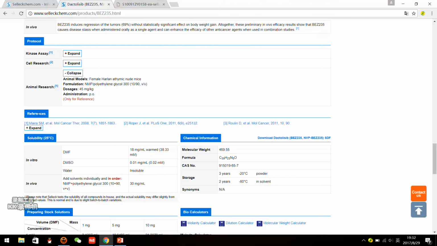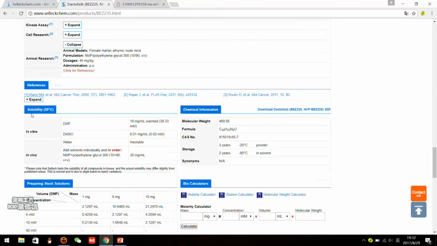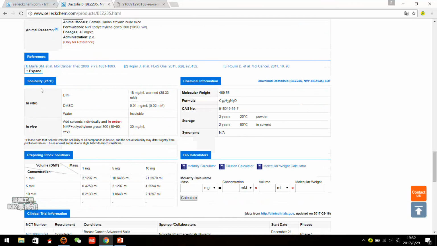And the solubility part is also useful to them. In this part, we provide in vivo dissolve formula and finally solubility. Note that you add pure solvents individually and in order from left to right. The solubility in three common solvents is shown here to help customers choose a reasonable solvent. All of this data are actually measured data.